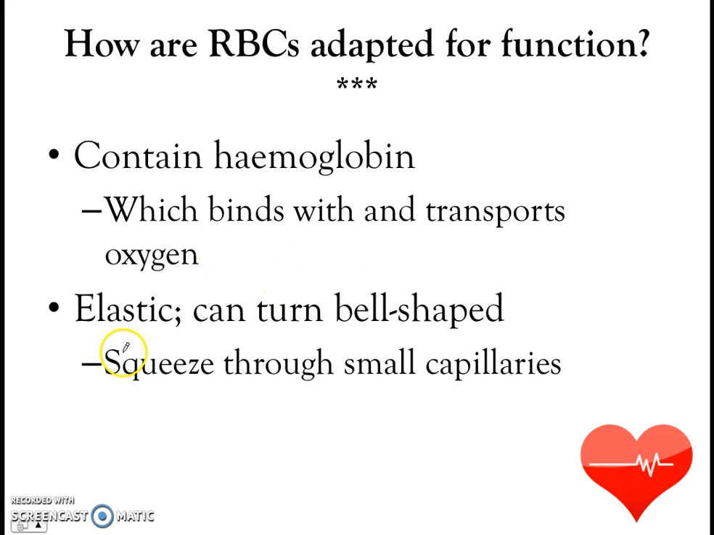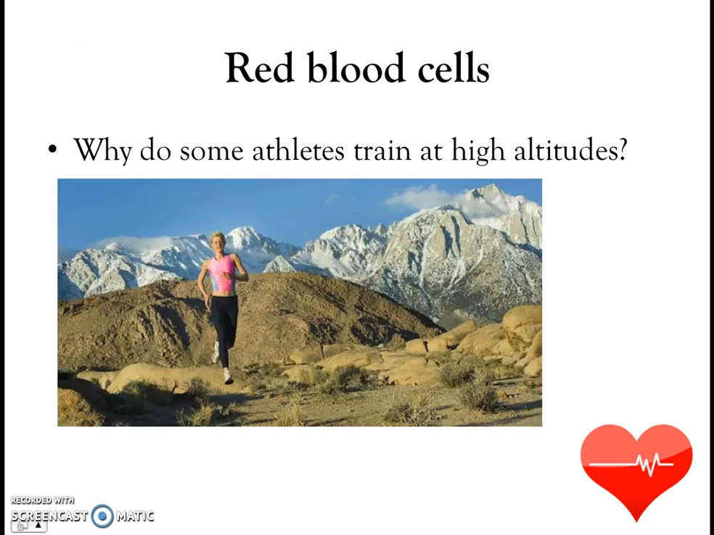Now, there's one more new point that you would have found in your textbook, and that's that the red blood cells are elastic. They're able to change their shape and turn to this bell shape, which looks a bit like this. They turn bell shape so that they can squeeze through very narrow spaces, such as the small capillaries inside the transport system. Now, this knowledge about red blood cells can help us to understand some pretty interesting things that happen around us.